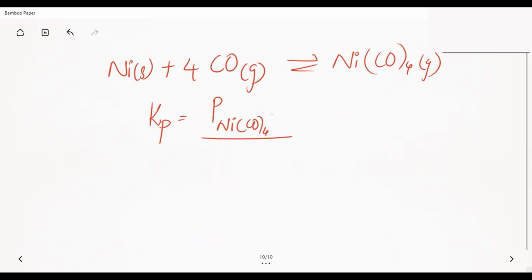NiCO4 over pressure of CO raised to 4. Only this is involved, nickel is not considered. Okay, so what are the important, this is equilibrium constant, how to write it?